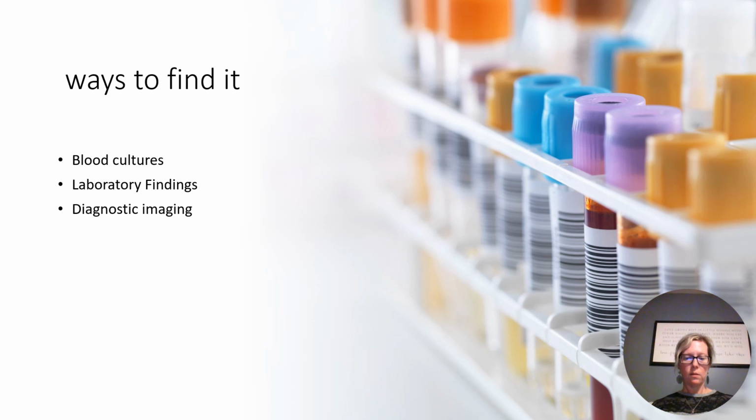Other signs include petechiae or splinter hemorrhages, non-blanching linear reddish-brown lesions under the nail beds. And the ways to diagnose this are blood cultures, laboratory findings, and diagnostic imaging.